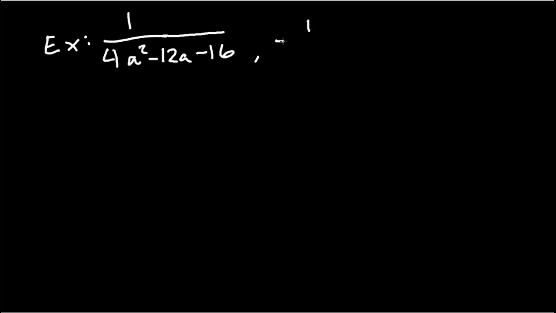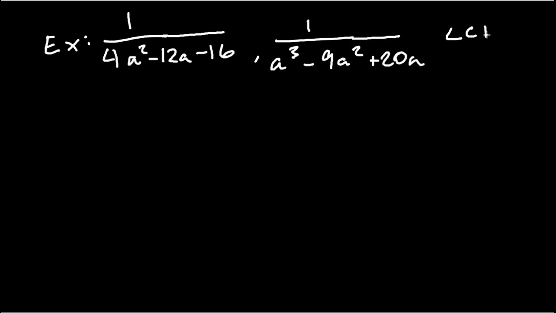Let's say, this time, we've got 1 over 4a squared minus 12a minus 16. And then our other one is a cubed minus 9a squared plus 20a. And we're told to find the least common denominator of these two rational expressions.